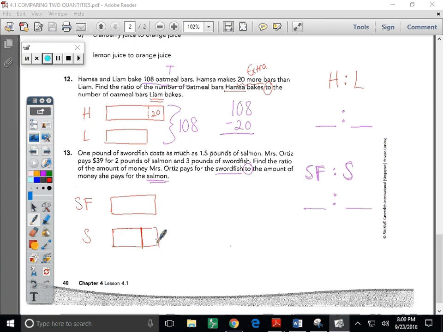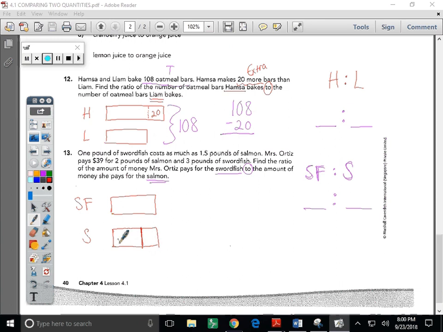1 whole pound plus a half more. And notice the length of these are the same because their cost is the same at that point. Well, wouldn't it be really nice if I could figure out how to split this bar so it looks similar in parts or pieces to this one?